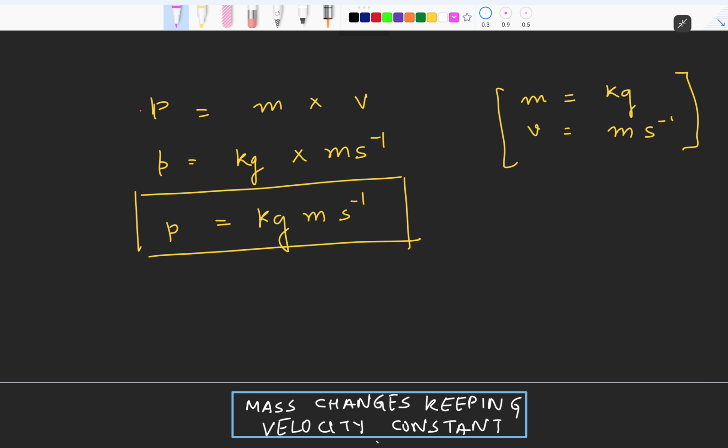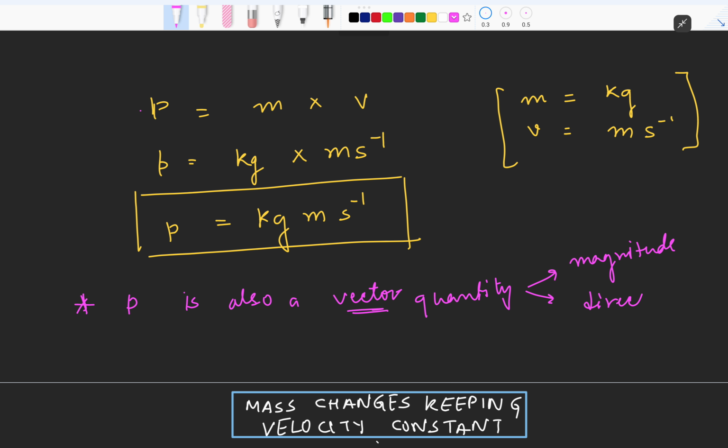Now, because velocity is a vector quantity, a very important thing that you must remember is momentum is also a vector quantity. What does that mean? That means momentum has both magnitude as well as direction, something which is very important. Please remember this.